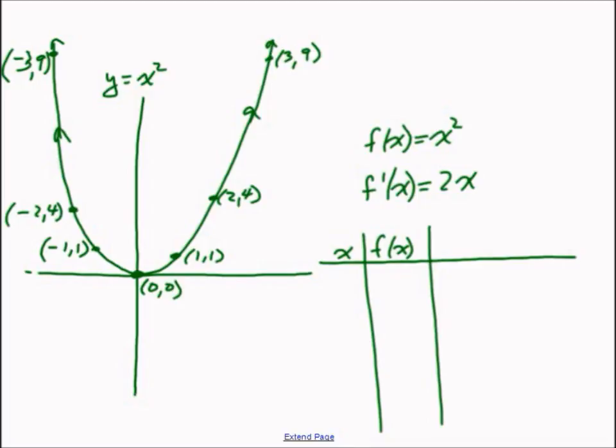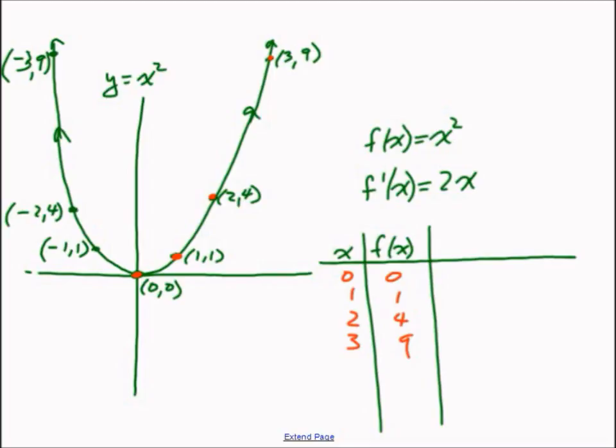Okay, so if x is 0, then f of x, our y, that point there is 0. If x is 1, y is 1. If x is 2, y is 4. If x is 3, y is 9.